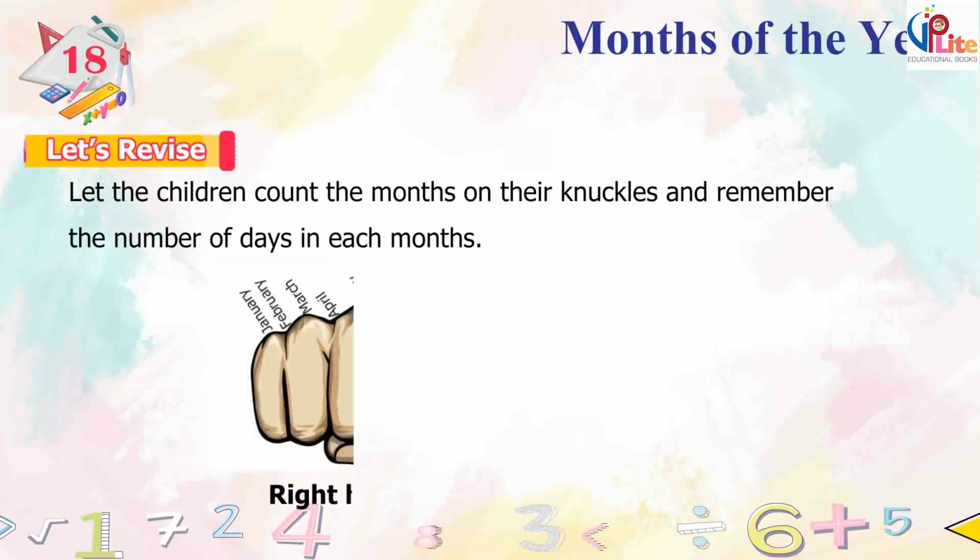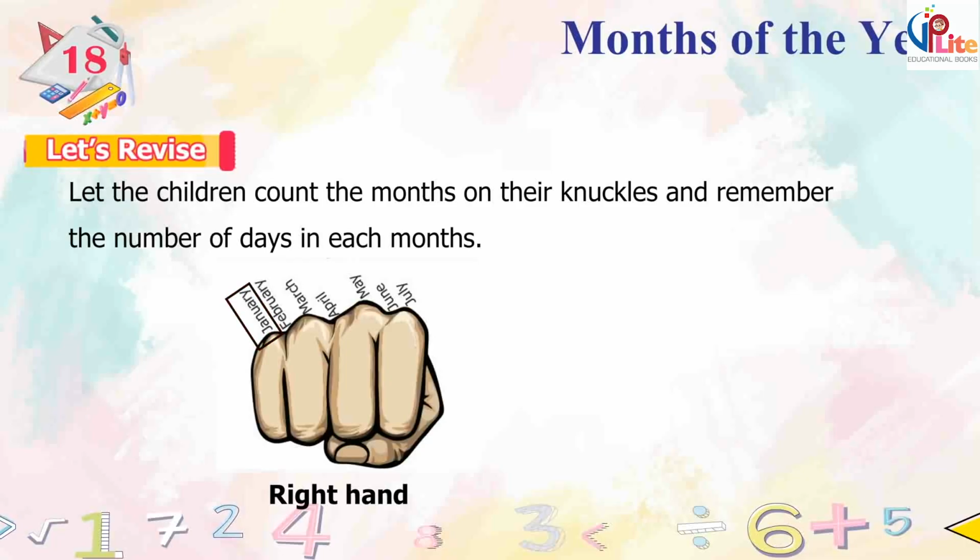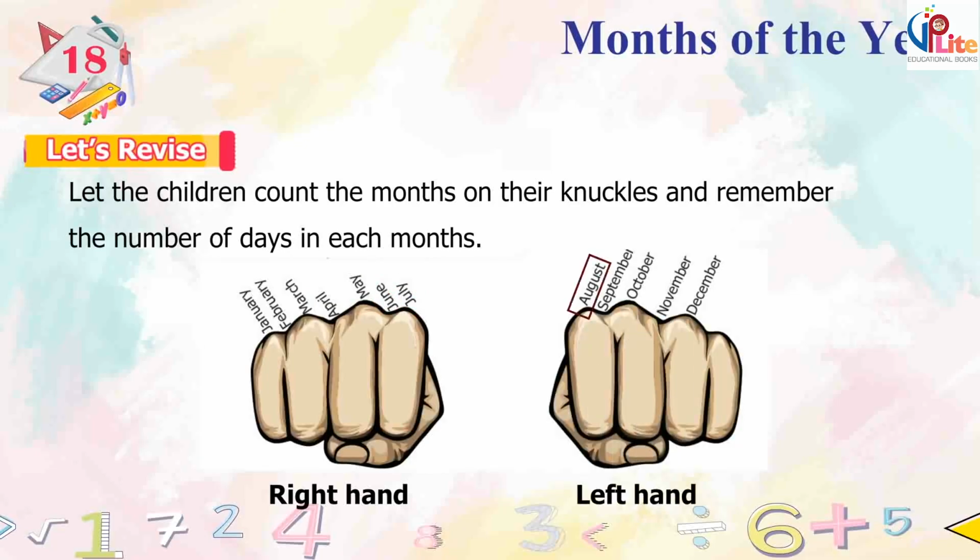Let's revise. Let the children count the months on their knuckles and remember the number of days in each month. Right hand: January, February, March, April, May, June, July. Left hand: August, September, October, November, December.